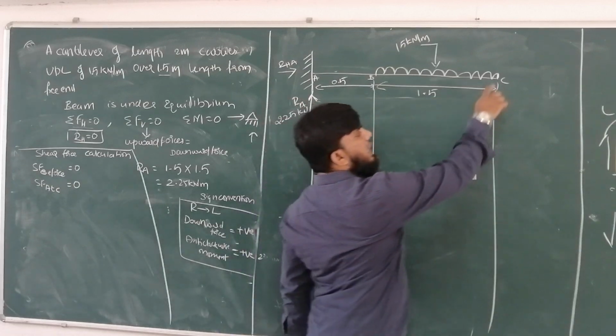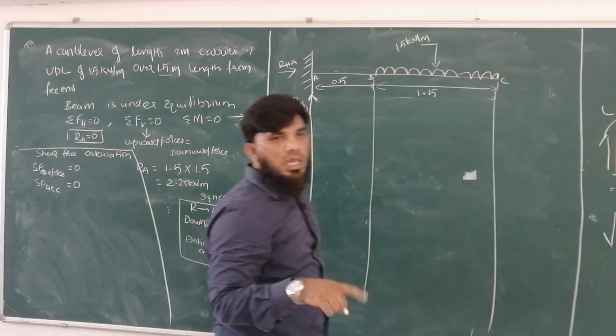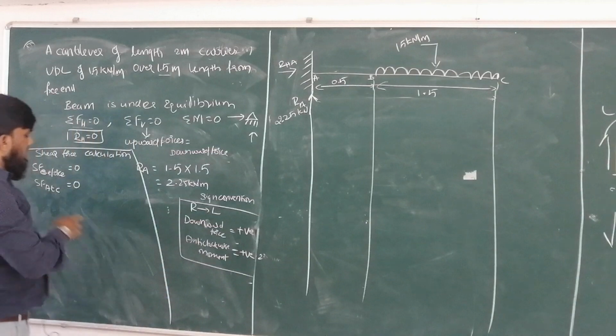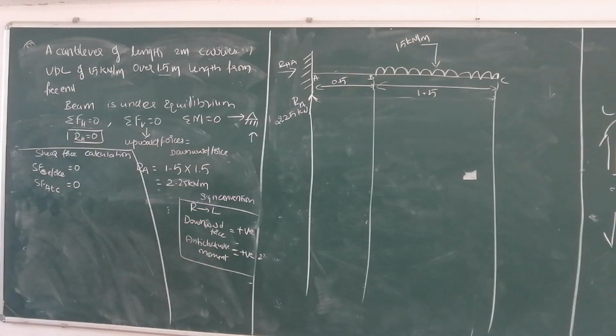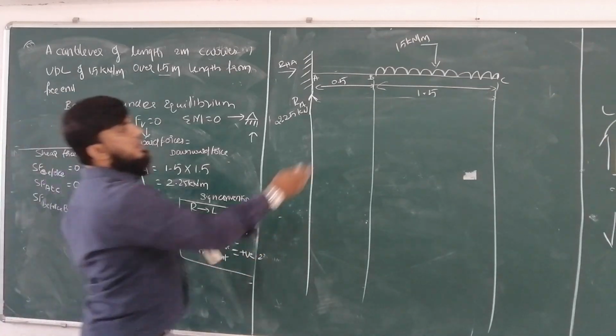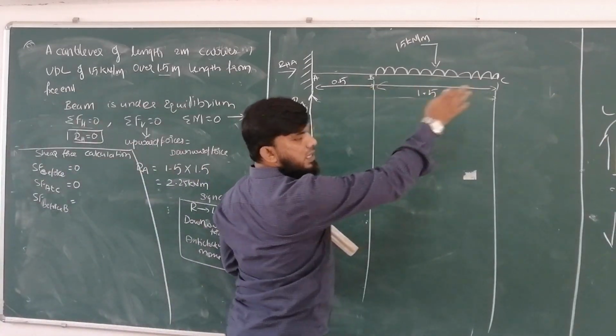It is from point C to that point, this distance is 0. So again shear force at point C will also be 0 because the UDL does not have any length at point C. Next, we are having shear force before point B.